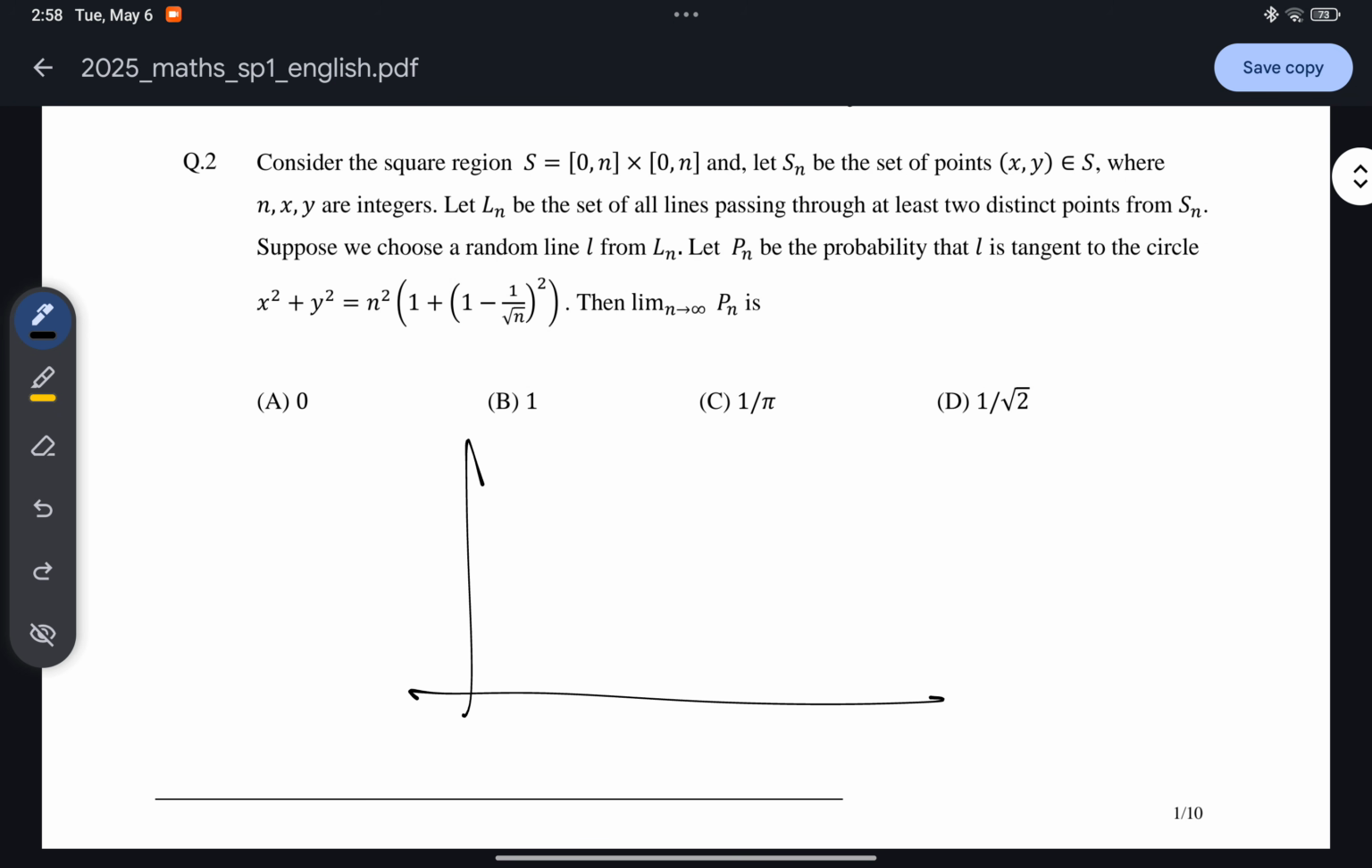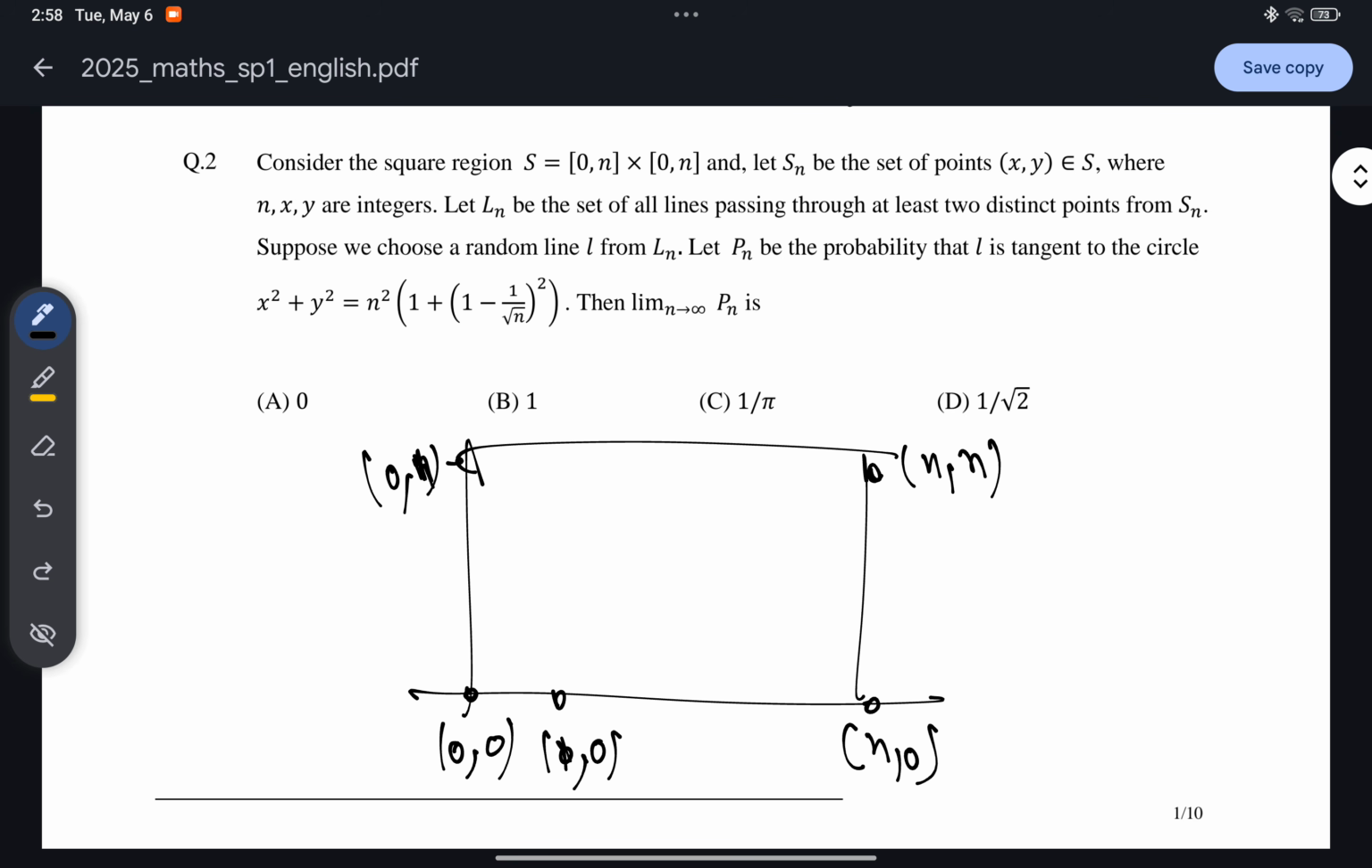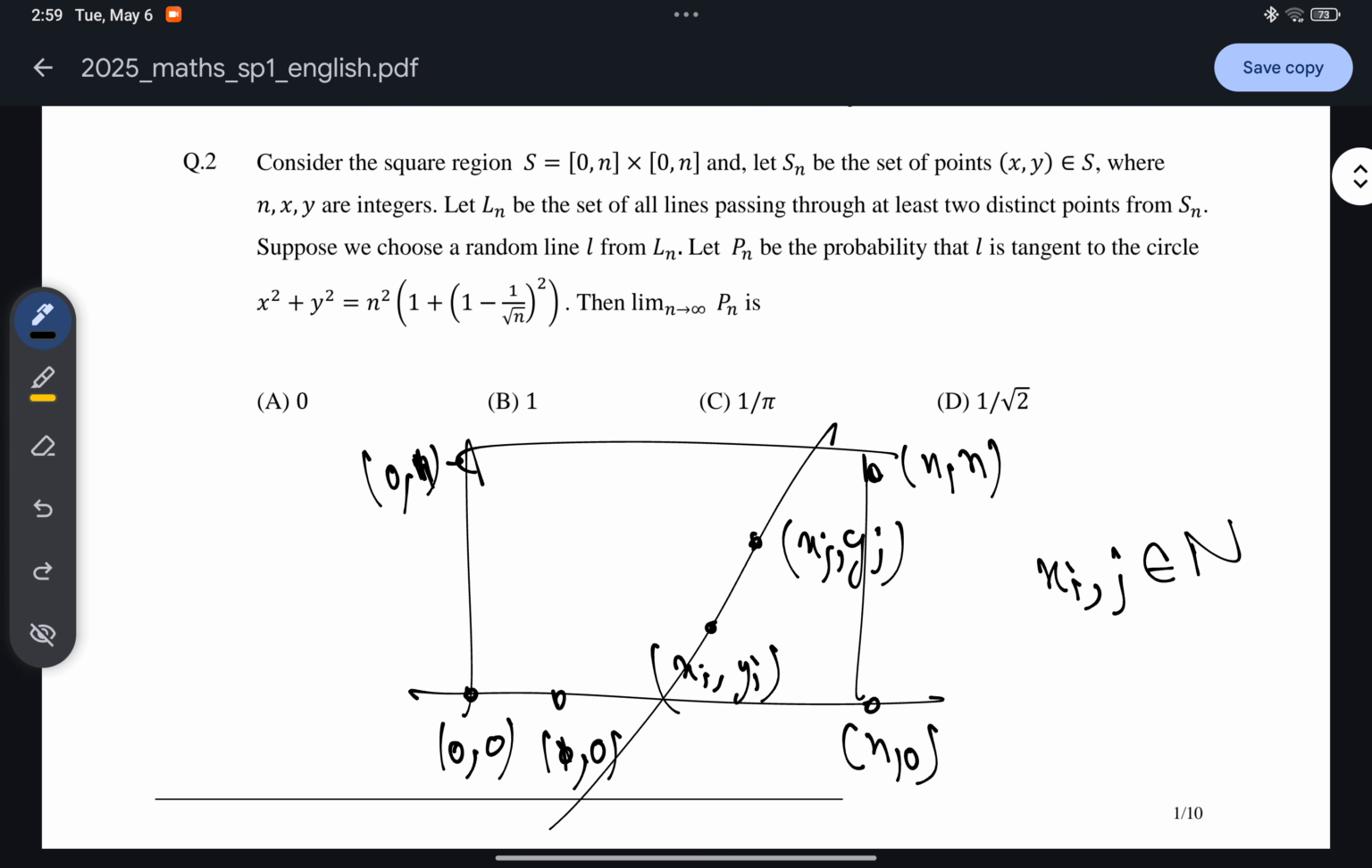Basically it was talking about a square region, which was starting from (0,0) and (1,0) till (n,0), and here (0,n), and here (n,n). So basically it was talking about the space, and it defined some lines L, like any (x_i, y_i) joining (x_j, y_j) in this area, with x and y obviously integers less than or equal to n, because we want it in this region S.